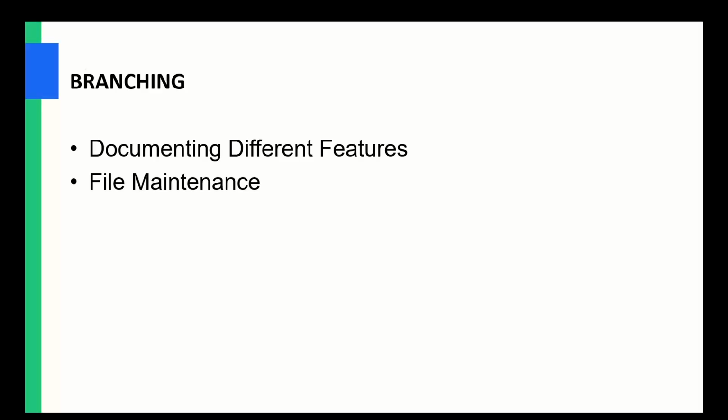So people use branches when they're trying to keep related changes separate from other changes. For example, people will often use branches when documenting different features, or branches could be used for other purposes like doing file maintenance or hot fixes.